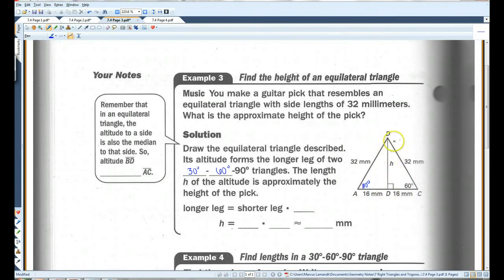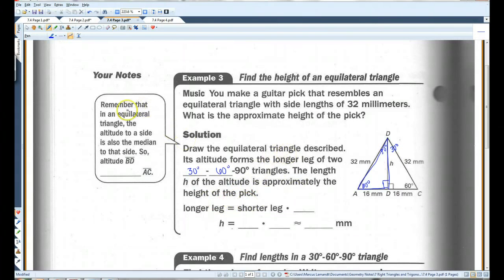The altitude cuts this angle in half. Half of 60 is 30. So this is 30, and this is 30, and the whole thing is 60. So each of these triangles is a 30, 60, 90 triangle. This is 30, 60, 90, and so is the other one. Let's just deal with this one. The length h of the altitude is approximately the height of the pick.